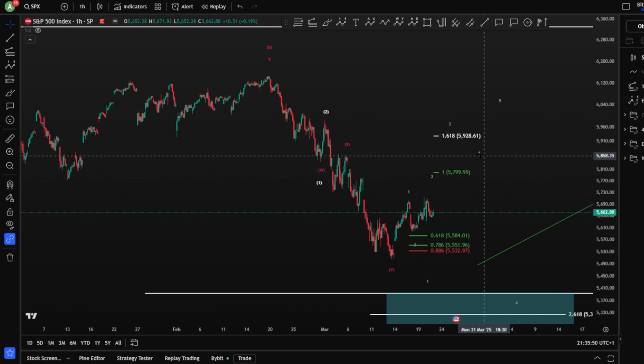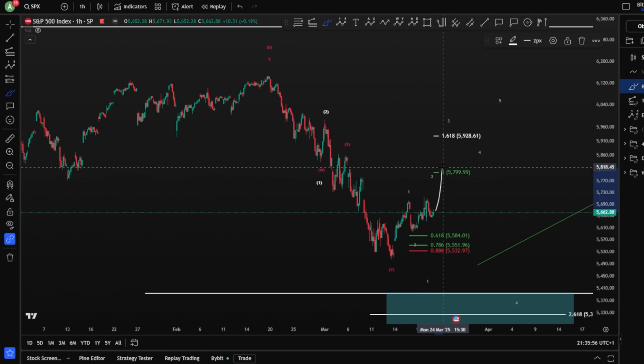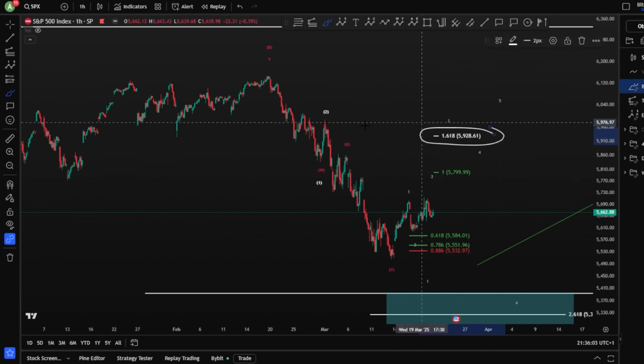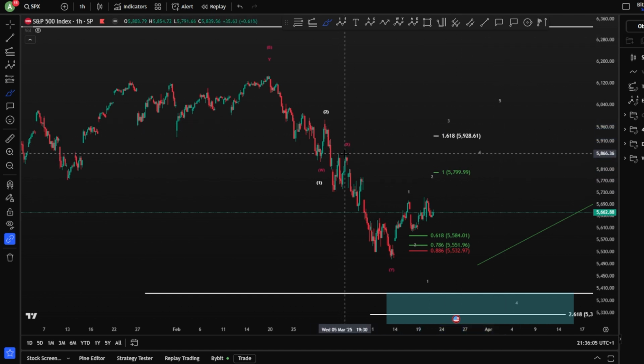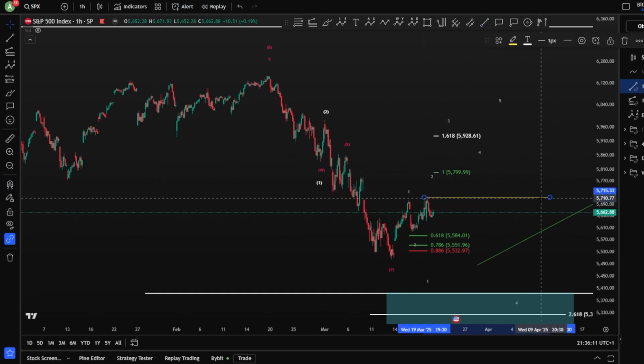Okay, so this is very simple. If we move over the 1-to-1 fib level, we crossed the correction level. We're not corrective anymore. We are impulsive, right? Therefore, the next target will transform directly to the 5,900. More confirmation before even the 1-to-1 fib level, simply taking the high.